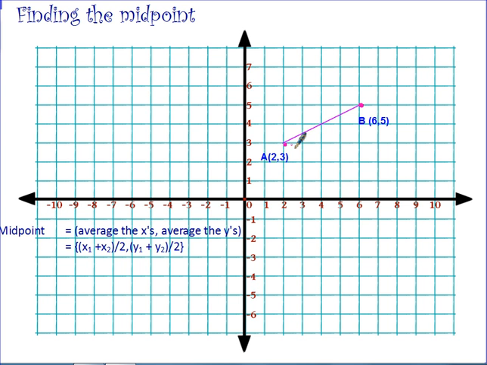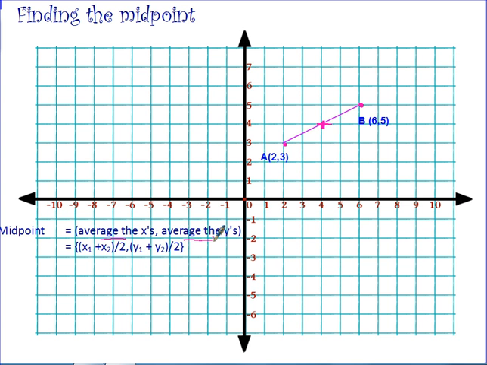So just looking at it, I can see that I need to find a kind of average of the x's to find that point there. An average of the x's to find halfway between, and an average of the y's to find halfway between the y's. So really that's all we do to find the midpoint. We average the x's and we average the y's.